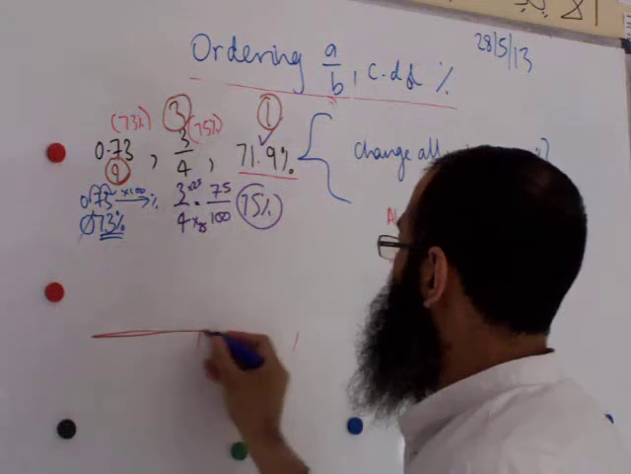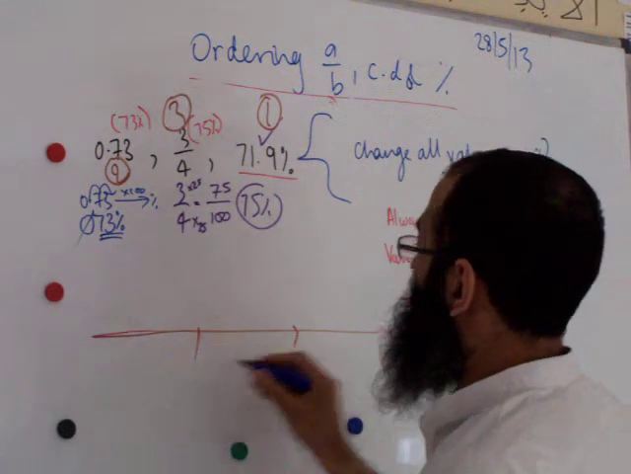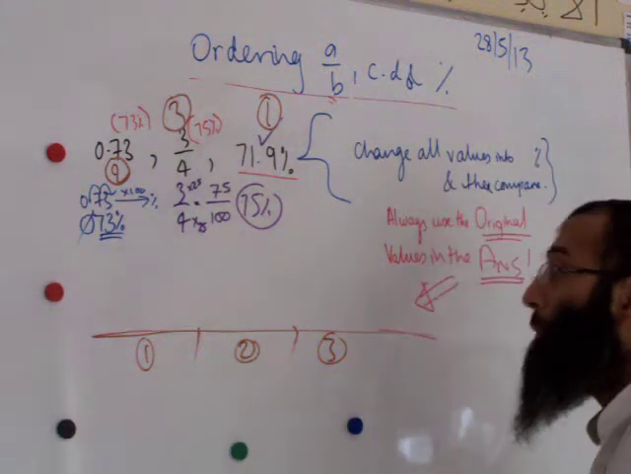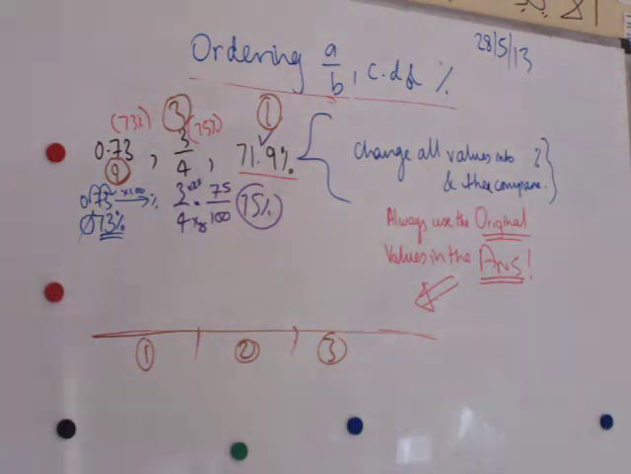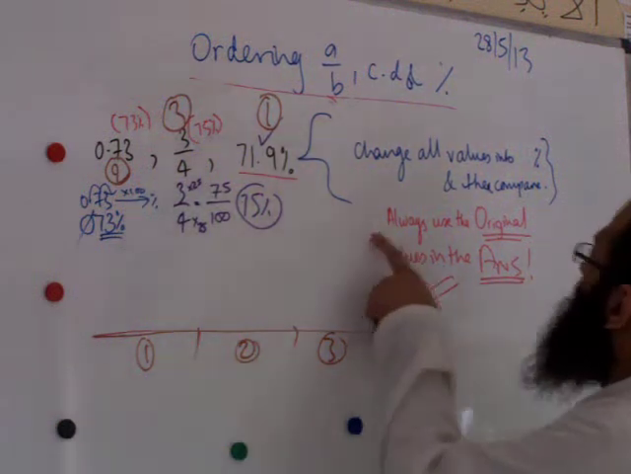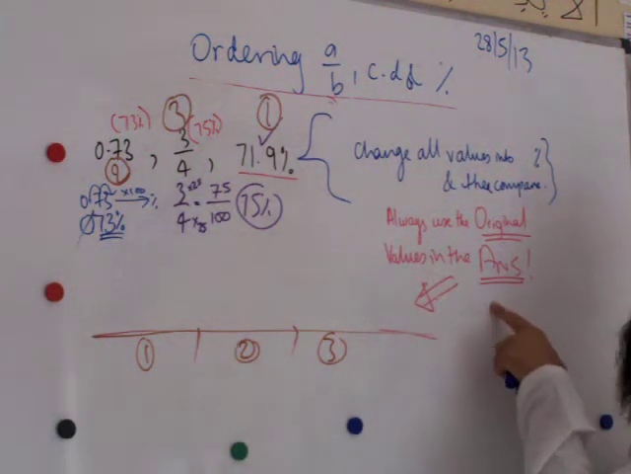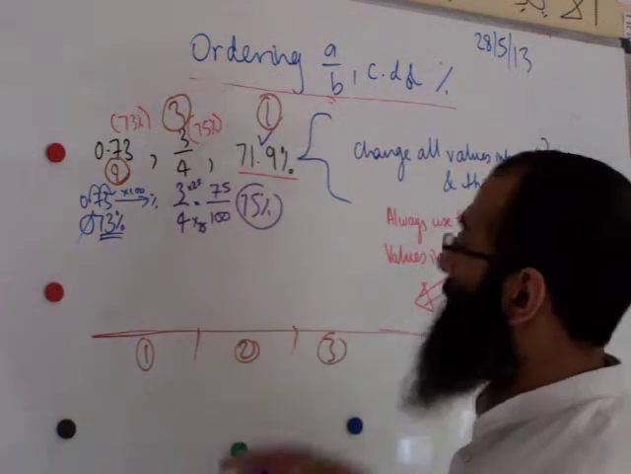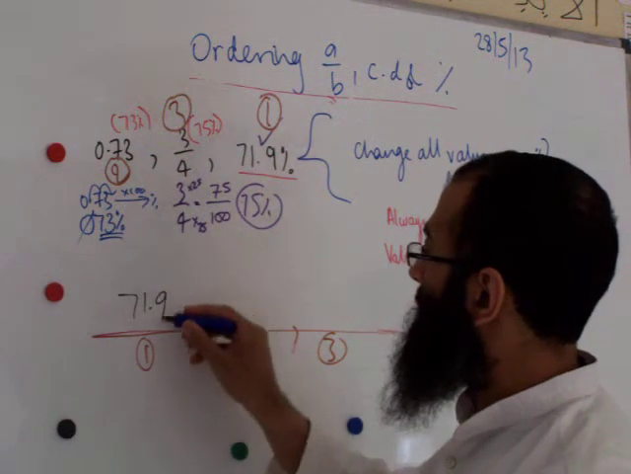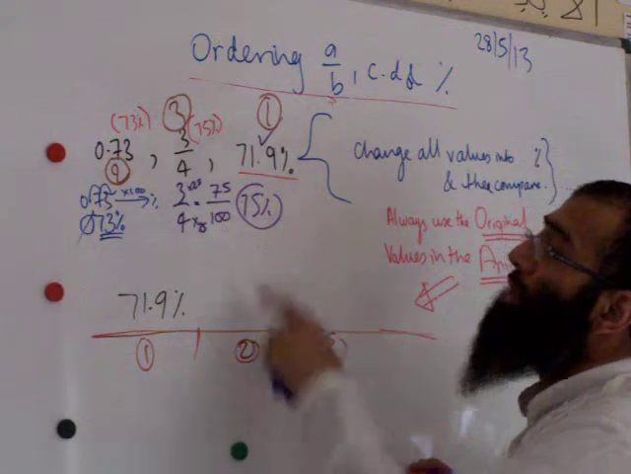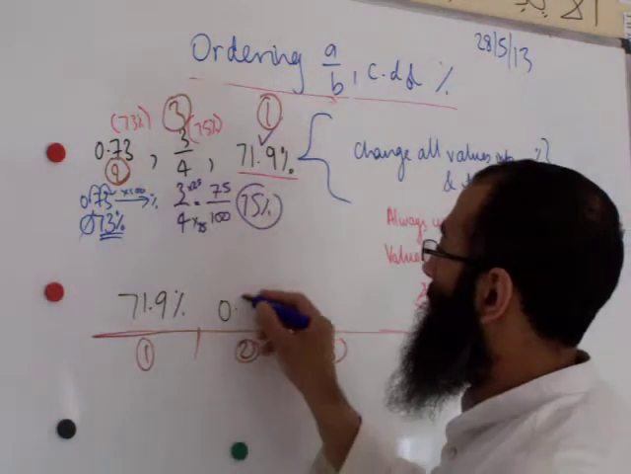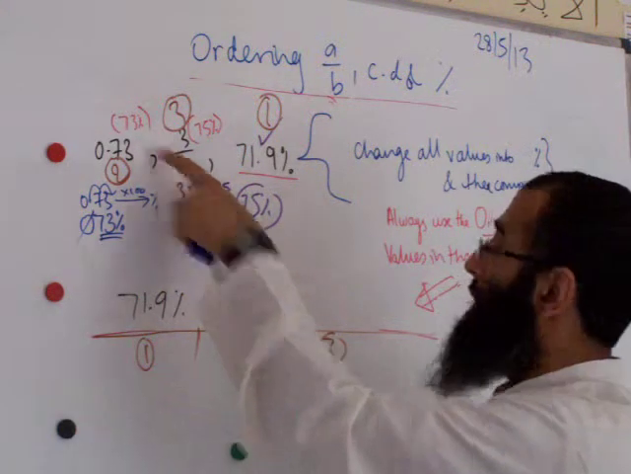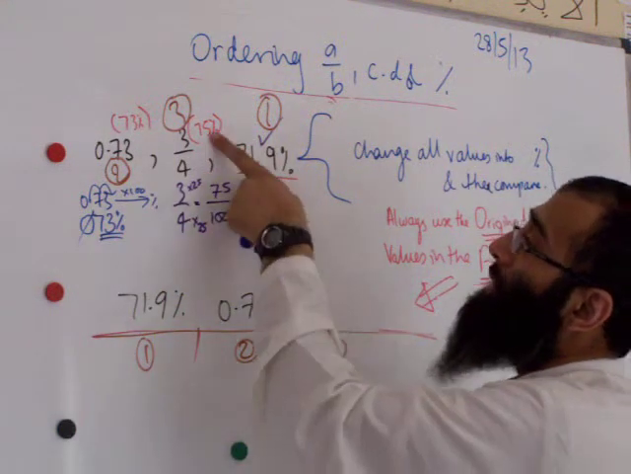Let's put the line back in the bottom: the first value, second and third value. What do we have to remember? We must always use the original values in the answer, the original values in black. So the first one is 71.9% as it is. The second one is 0.73, the original value, not our value. And the largest number is not 75% but 3/4.